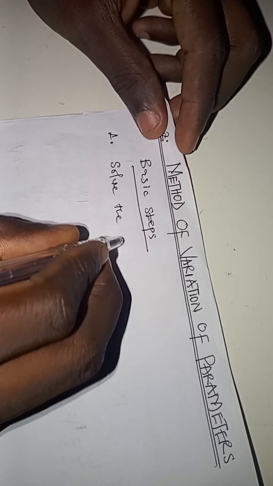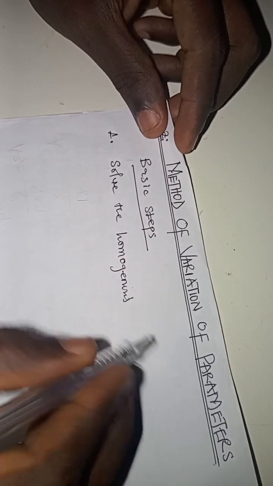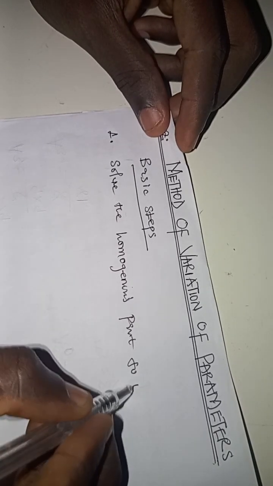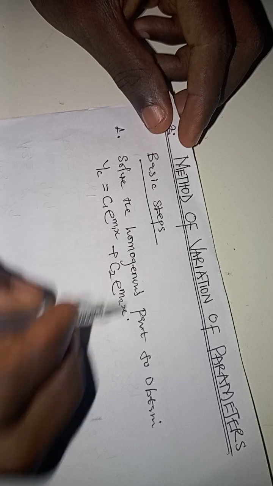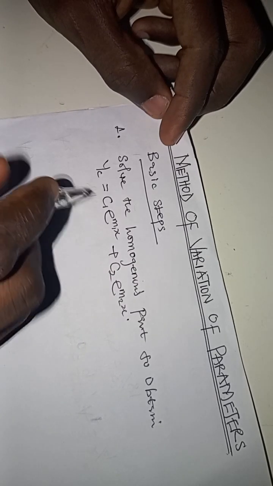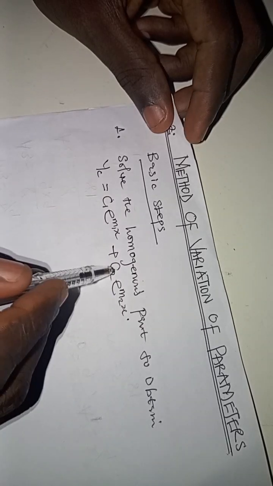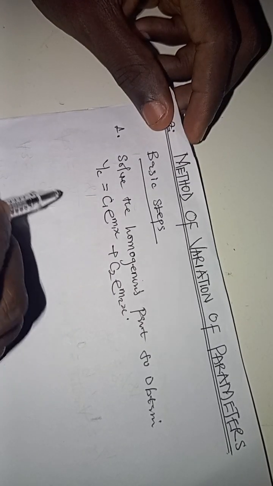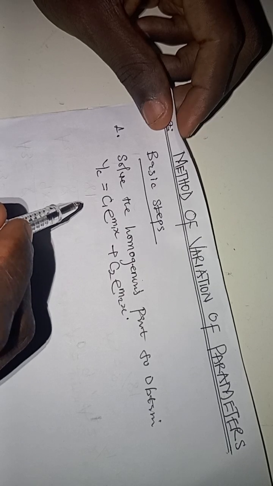So firstly, you are going to solve the homogeneous part to obtain yc equal to c1 exponential m1x plus c2 exponential m2x. Alright, so we are going to solve this in this form. And then after we've done that, we are going to replace c1 and c2 by another constant. You can choose any constant of your choice.